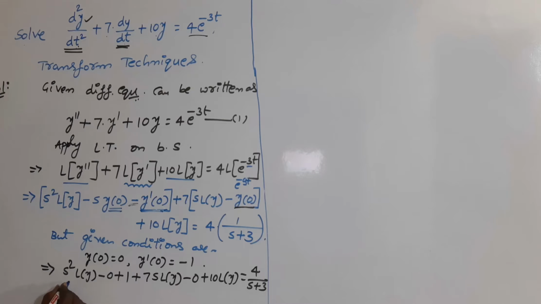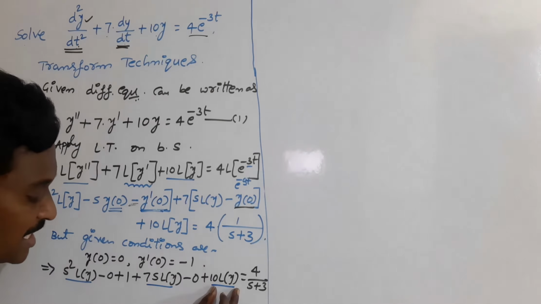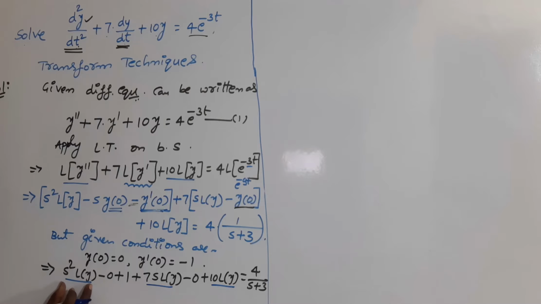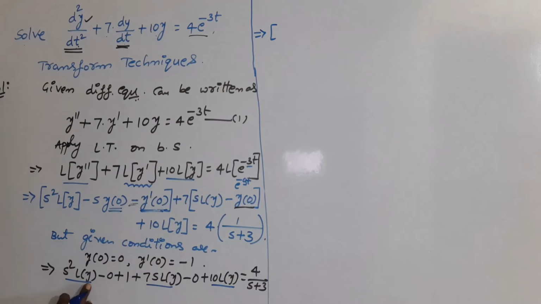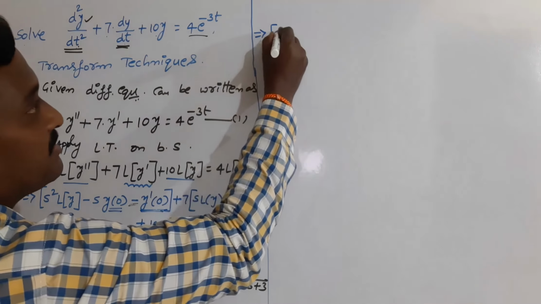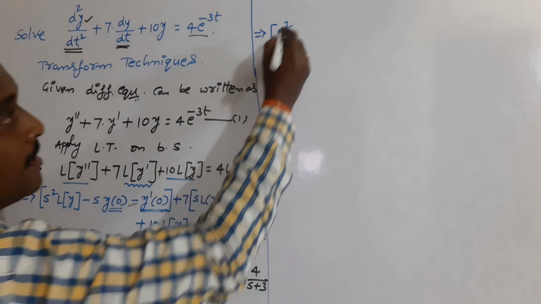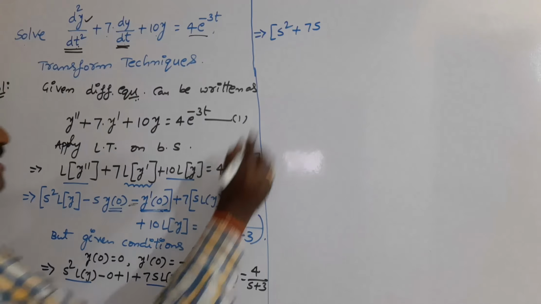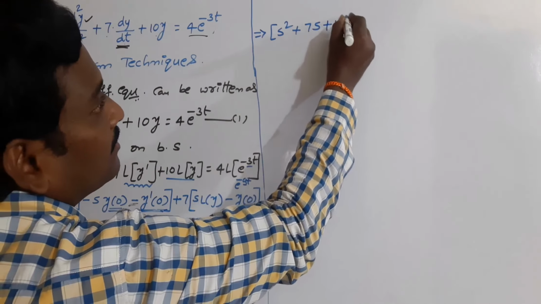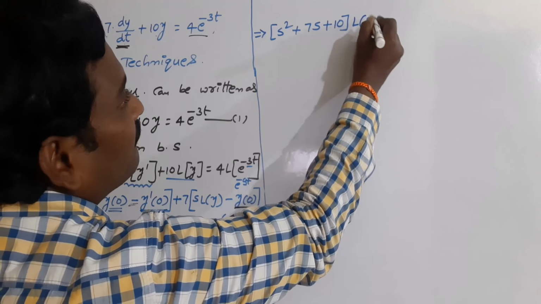Now here and here, in the last term, we have the terms L of y. So take L of y common out first. By taking L of y as a common term, in the first part the remaining term will be s square, in this part 7s is the remaining term, and in the last part 10 is the remaining term. s square plus 7s plus 10, whole into L of y.